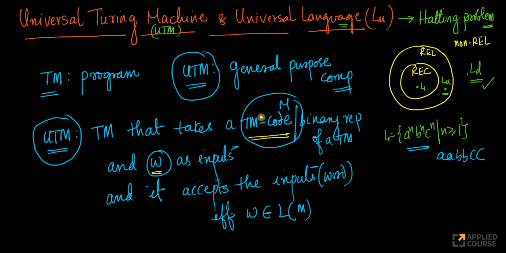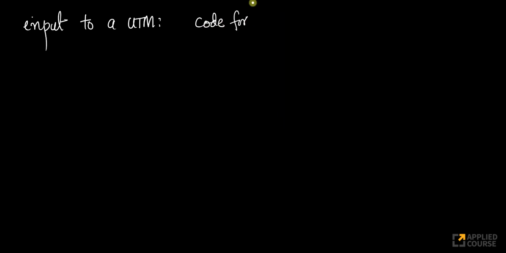So how do we input to a universal Turing machine? Very simple. You take the binary code. I'll use the words binary string and binary code interchangeably. I'll take the code for M. Remember that this is a binary string. This is the binary representation of your machine M.